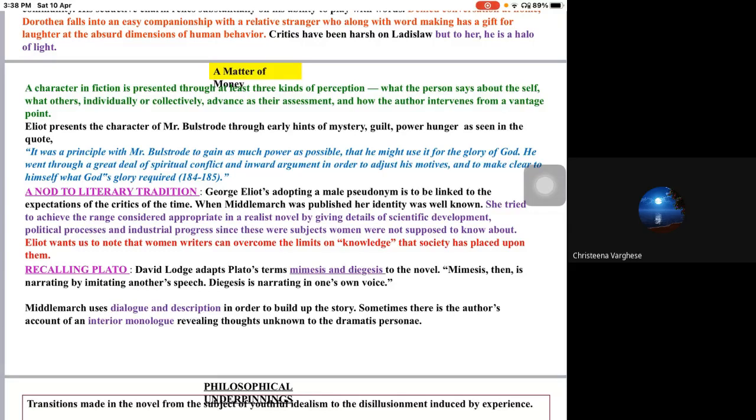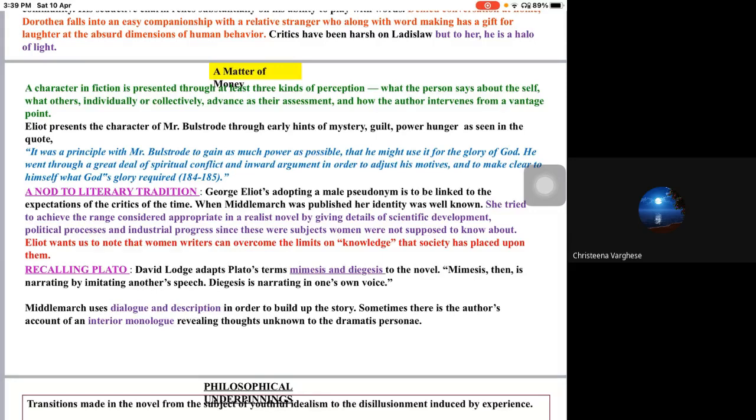A character in fiction is presented through at least three kinds of perception. What the person says about the self, what others individually or collectively advance as their assessment, and how the author intervenes from a vantage point. So this is how, when you're asked in your examination for character analysis, you make a character analysis. When you read about the character, find out what the character says about himself or herself, about the self.